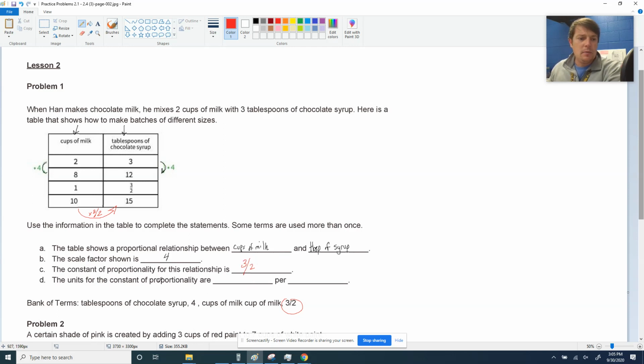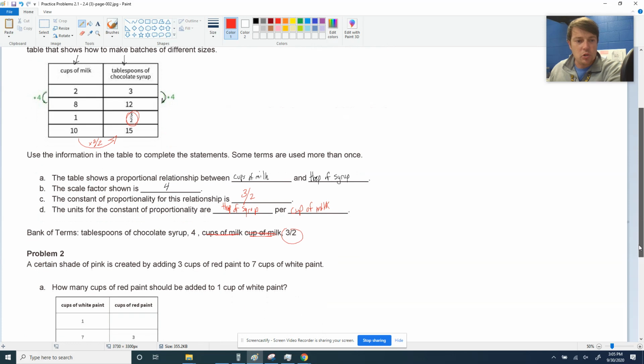And then the units for the constant of proportionality are 3 halves tablespoons, TBSP, of syrup. You're using 3 halves tablespoons of syrup per 1 cup of milk, per cup of milk. Okay, notice that cup of milk and cups of milk are in different spots, okay? Per cup of milk means that there's one of them for every 3 halves tablespoons of chocolate syrup.